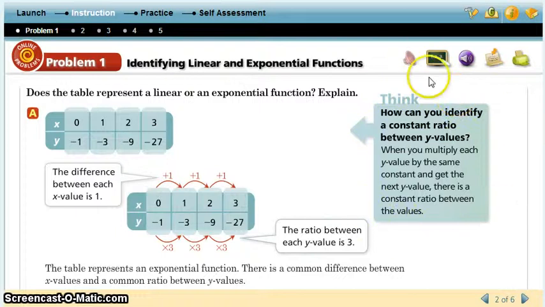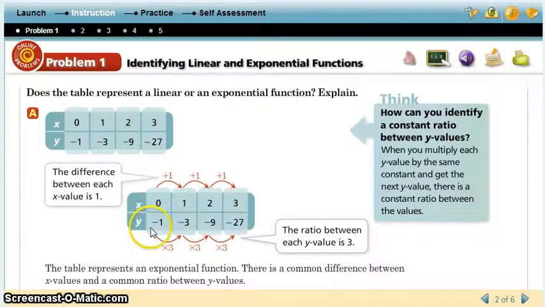Let's just think about this right here first. How can you identify a constant ratio between y values? Now think about a ratio, a over b. We're looking for that ratio. When you multiply each y value by the same constant, so multiplying by the same number every time, and you get the next y value, then that means you have a constant ratio between values.